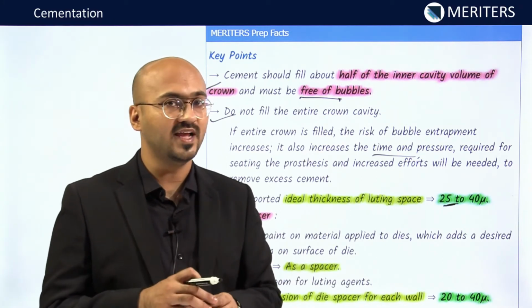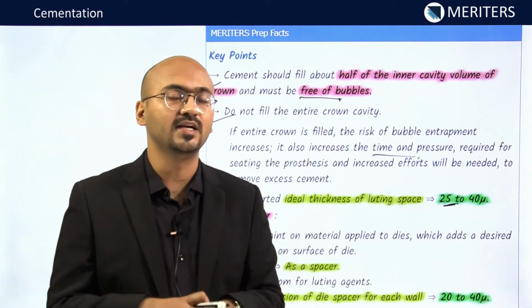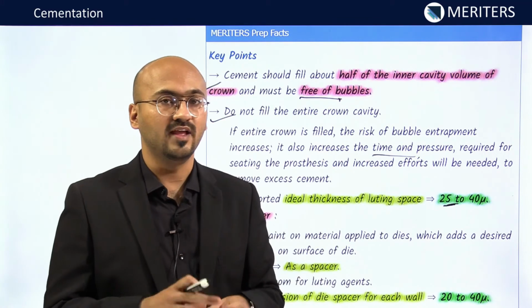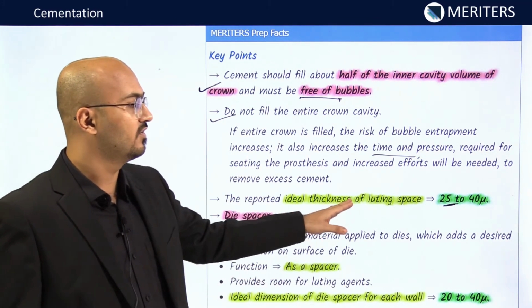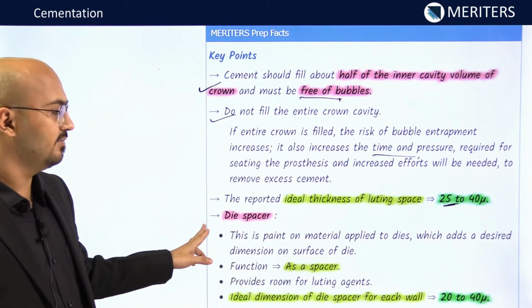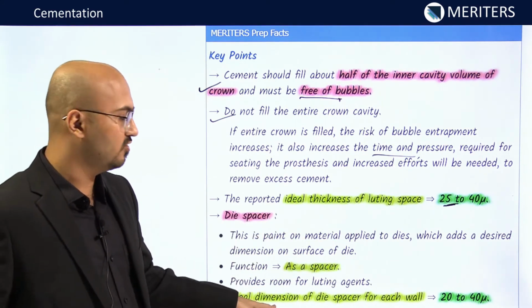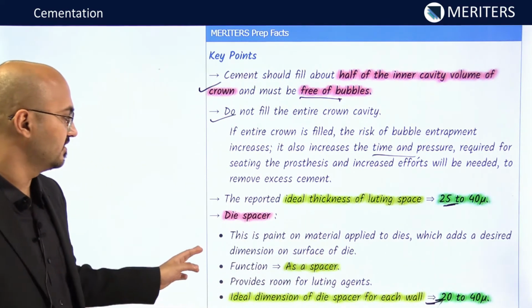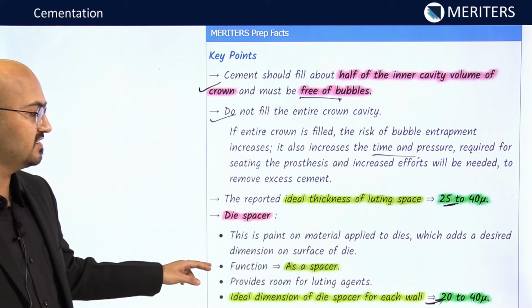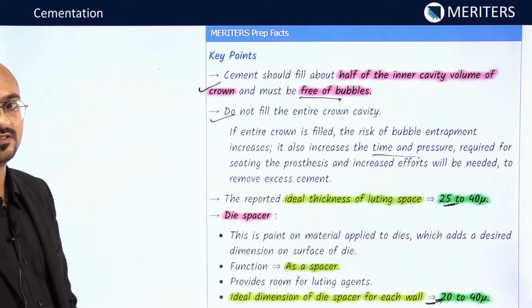If you do not give die spacer, then the crown will be in direct intimate contact with the tooth and there will be no space for the luting agent. So this is a die spacer which is given for luting agent. It has to be of the same thickness. So 20 to 40 microns of die spacer is provided as a space for luting agent and it functions as a spacer. It provides room for luting agents.